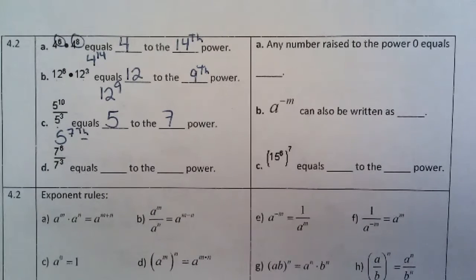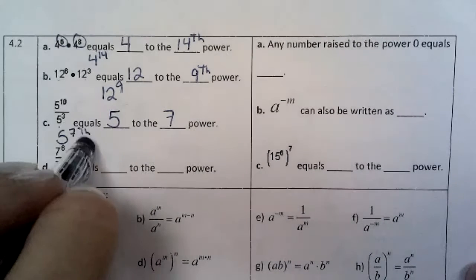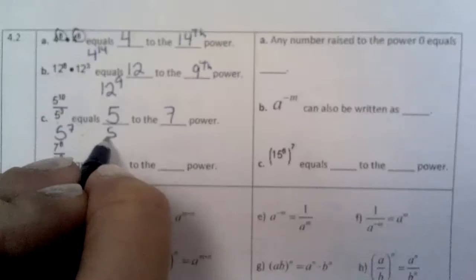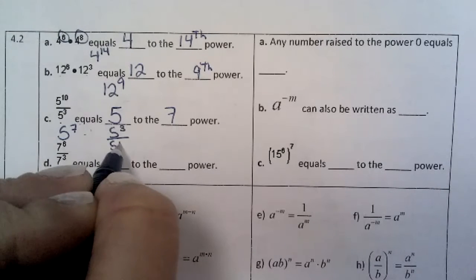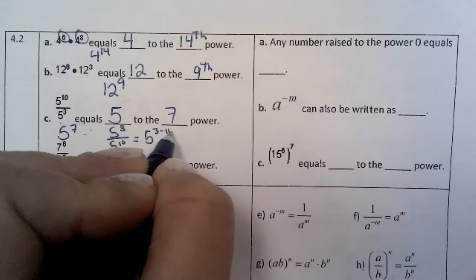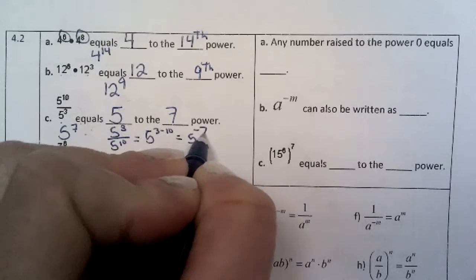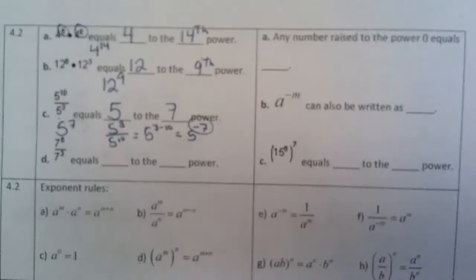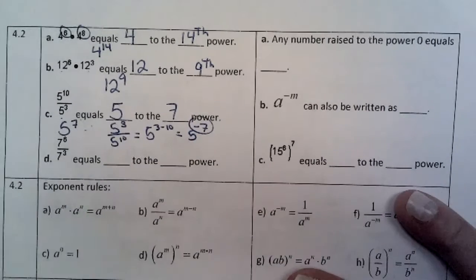Someone in class asked me, what if I had this, 5 to the 3rd over 5 to the 10th? It would be the same thing. So it would be 5 to the 3 minus 10, which would be 5 to the negative 7. Now, we never keep a negative exponent. We're going to talk about that in just a minute, but it does work the same way.